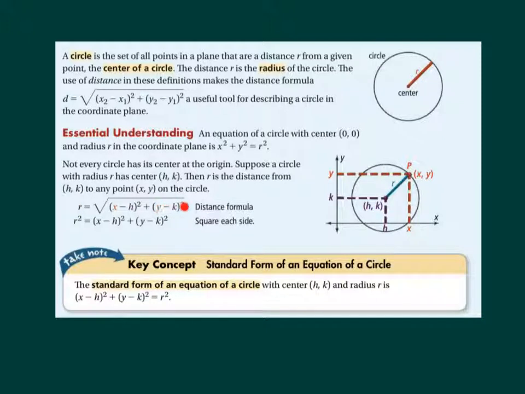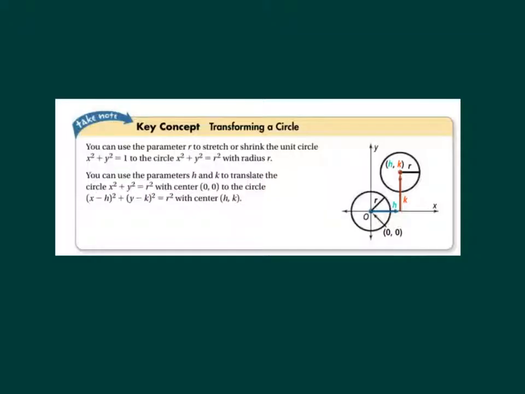And if you take this equation and square both sides, you get r squared equals (x minus h) squared plus (y minus k) squared, which is the standard form of an equation of a circle, which is something you should have seen last year. So when you look at the standard form for the equation of a circle, you can see right off the bat where the center is and what the radius is.